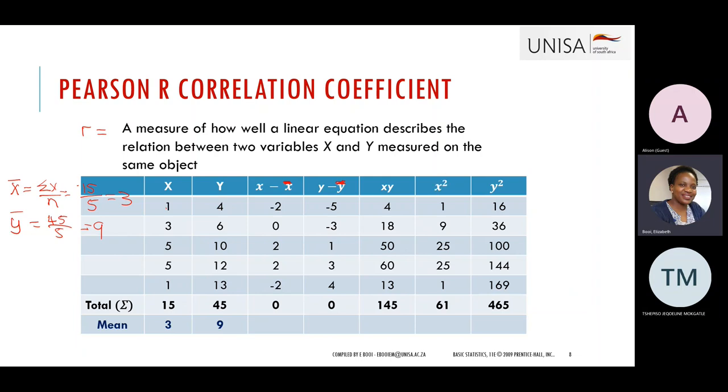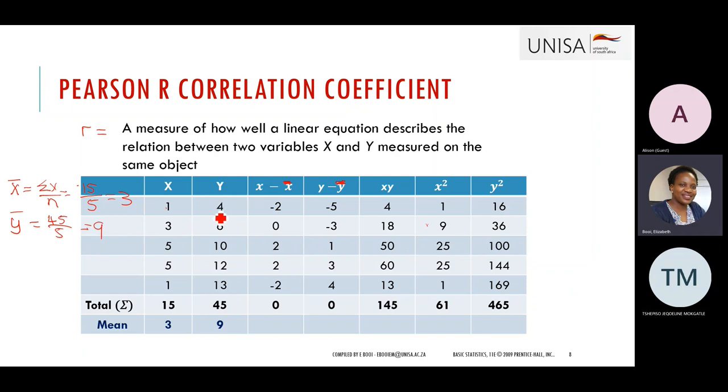The next one is X squared. So therefore, it means this value of X multiplied by itself. 1 times 1 is 1. 3 times 3 is 9. 5 times 5 is 25. 1 times 1, we already made that it's 1. The same will be the same for Y squared.